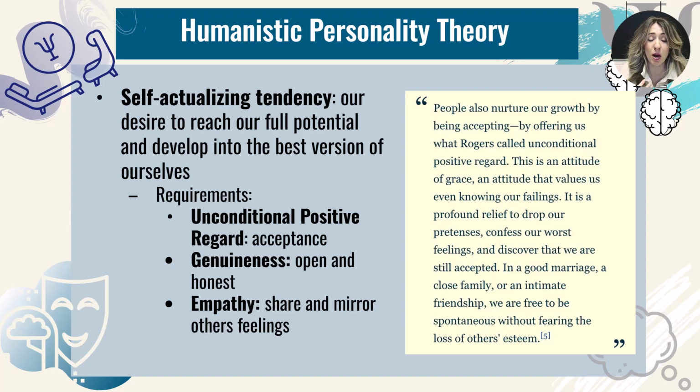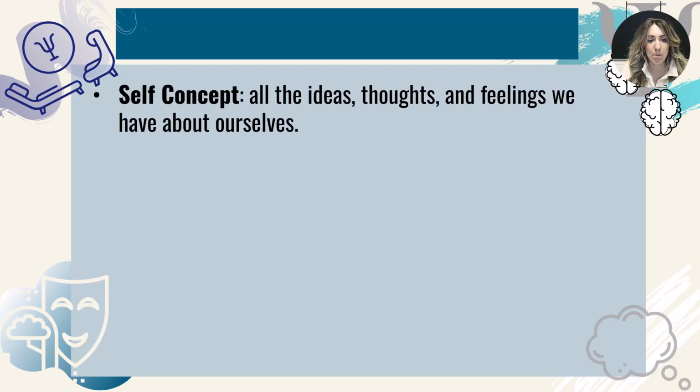And when these conditions are met, then you have the best environment for someone to reach their full potential and develop into the best version of themselves, etc. So with all this, the self-actualizing tendency, the idea is that when you're in the environment and you're being given these various things, genuineness, acceptance, all these things, or not, you are forming a self-concept, right?